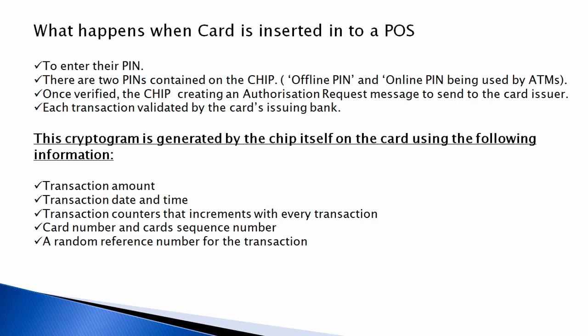The card issuer bank may be HDFC or ICICI. Each transaction is validated by the card issuing bank. So all the transactions should be validated by the issuer bank. If the card is issued by HDFC Bank, it means HDFC Bank should authorize the transaction. This cryptogram is generated by the chip itself on the card using the following information: transaction amount, transaction date and time, transaction counter that increments with every transaction, card number and card sequence number, and a random reference number for every transaction.